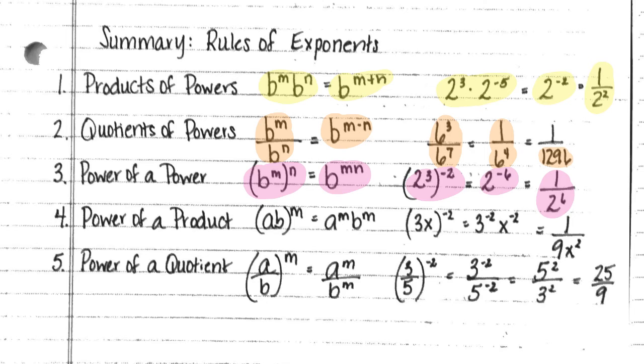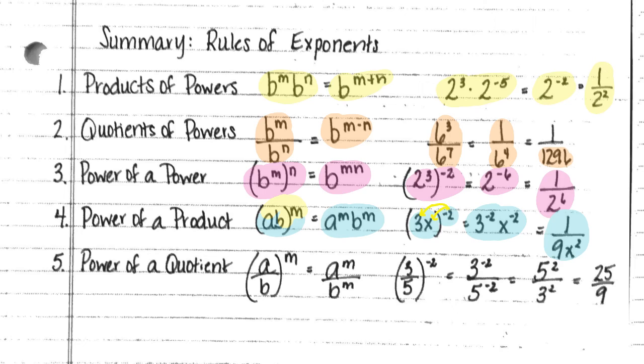All right, let's move on to power of a product. AB, all of it to the m. Remember, this m has to go to the a and to the b, and that's why we have a to the m times b to the m. Meaning, if I have 3x, all of that to the negative second power, remember this negative second has to go to the 3 and to the x, where we get 3 to the negative second times x to the negative second, which is the same thing as 1 over 9x to the second.